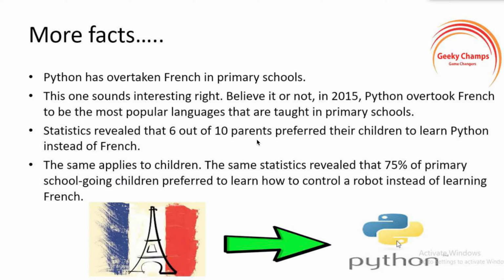There are certain facts related to Python, because generally whenever I say that Python is very popular, Python is now in boom, every software company is now and then using Python, why is Python so popular? This is what we are going to see now. So basically, Python is now overtaking the French language in various primary schools, right?